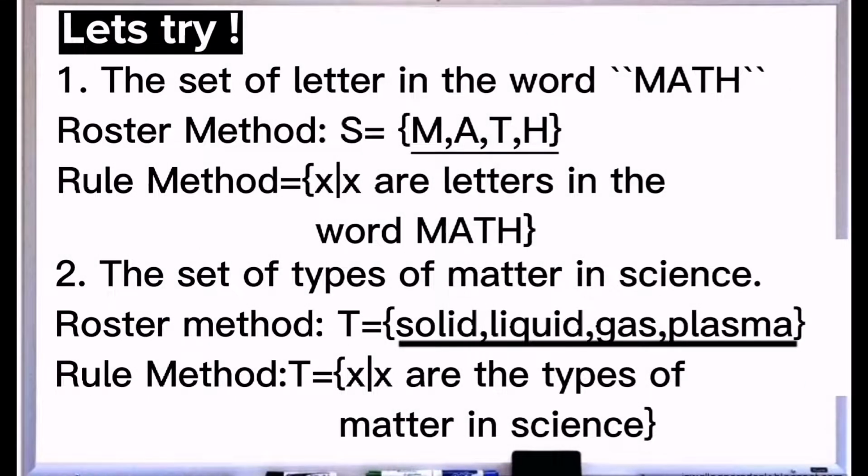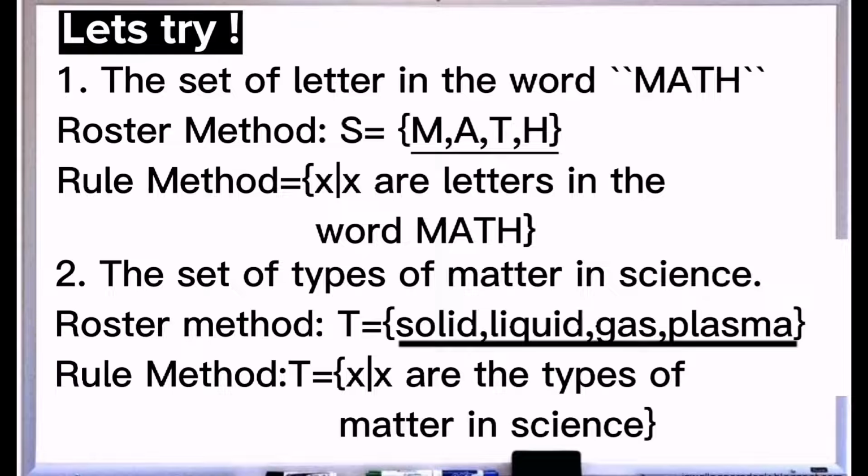Okay, let's try this activity. Number 1. The set of the letters in the word math. We let S be the name of the set. In the roster method, we write a capital letter S, then an equal sign. After that is the symbol of an open brace. Then write the letters M, A, T, and H. And lastly, the closing symbol for a brace. We read this as set S is the set of the letters M, A, T, and H.